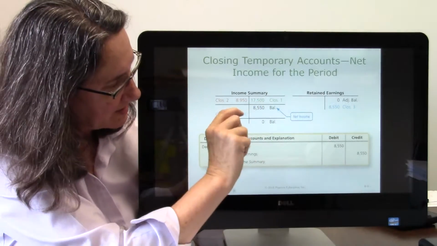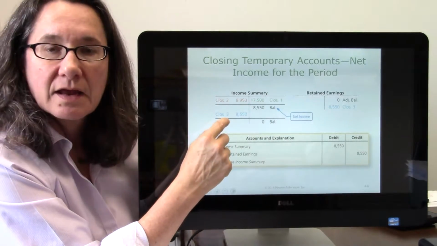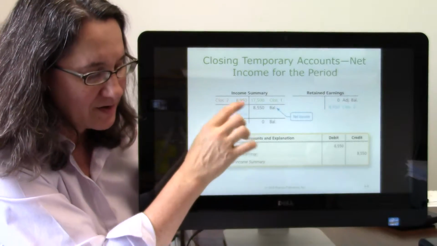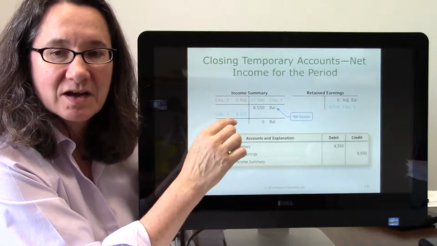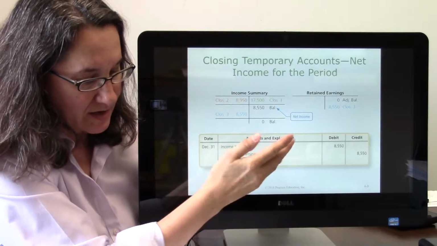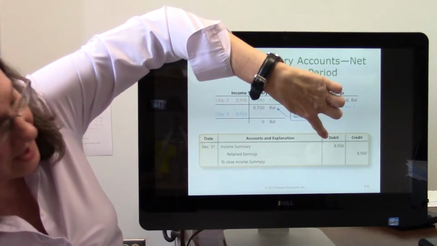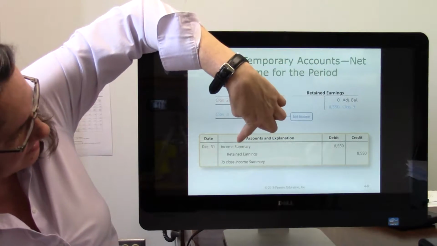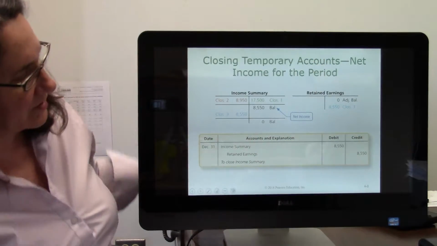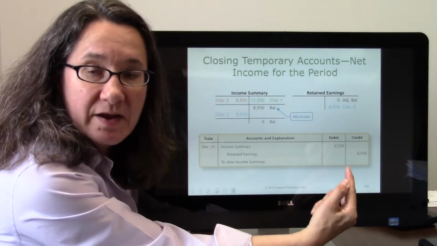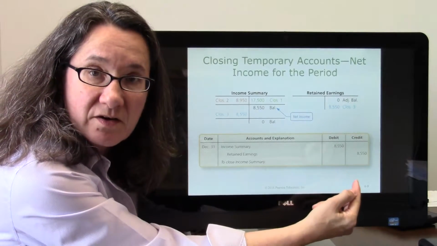So to close that balance out, you credit it. Or you debit it, sorry. You debit it, right? That's your net income. So you debit net income and you credit retained earnings. So basically what we've done is closed out the revenue and the expense accounts to income summary. Now we close income summary to retained earnings. And that net income amount now has moved into retained earnings.